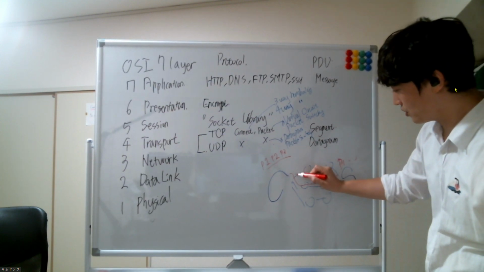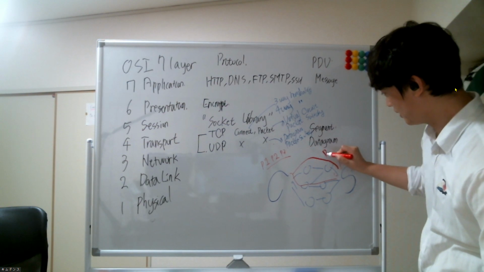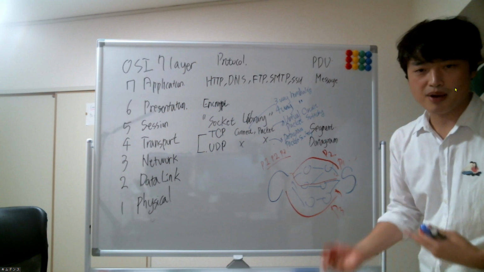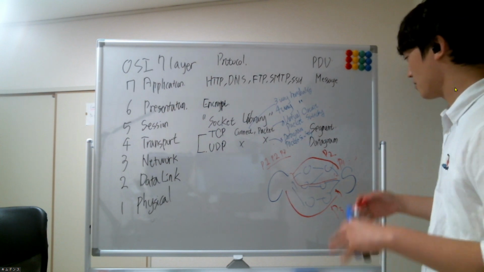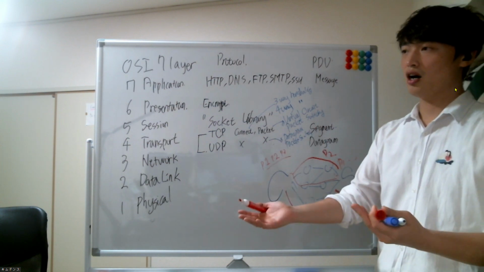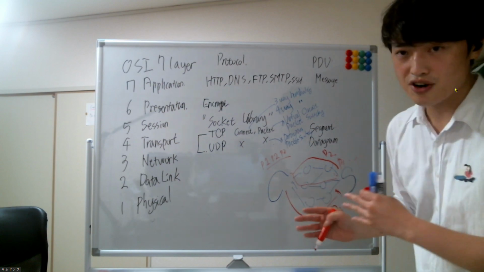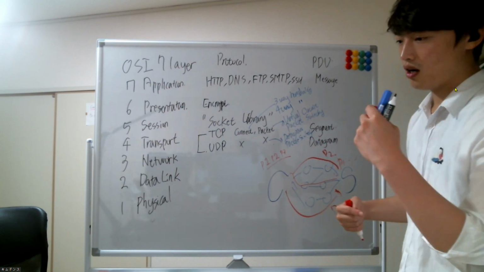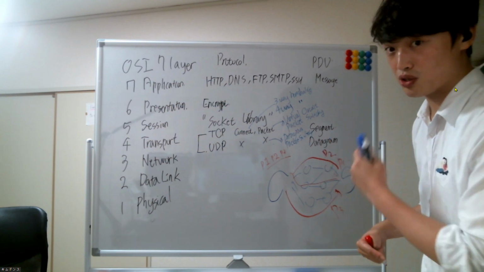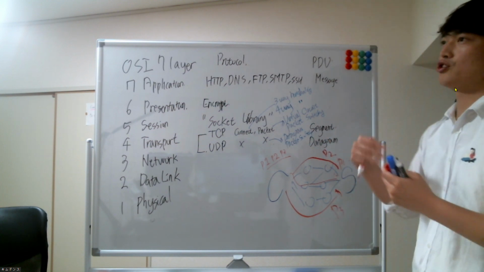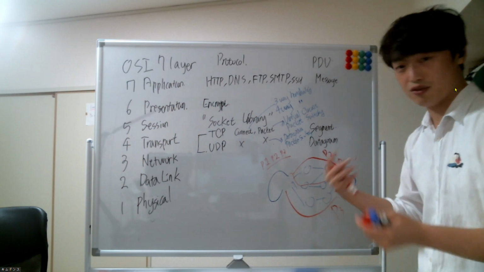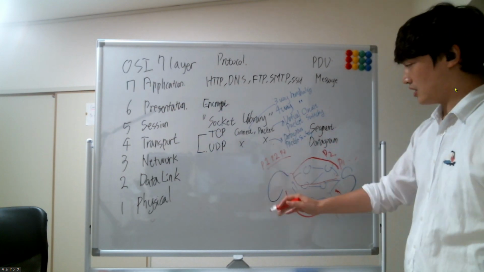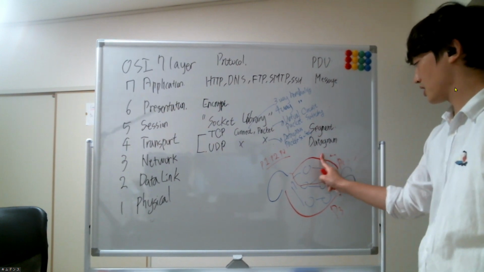Packet 2 goes this way, and packet 3 goes this way, so it's all independently transmitted. Sometimes packet 3 reaches the destination first, and packet 1 is the last one. It should be packets 1, 2, 3 in order, but sometimes it goes 3, 1, 2 or 3, 2, 1 in reverse. So it does not guarantee the order of the packets, and sometimes a packet could be lost.